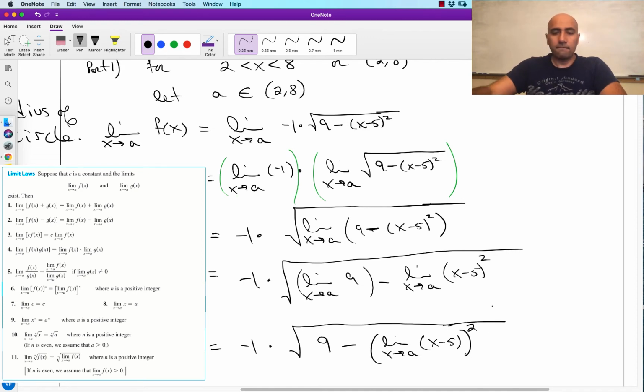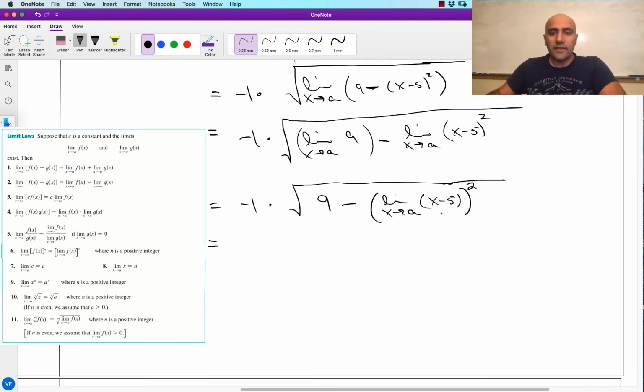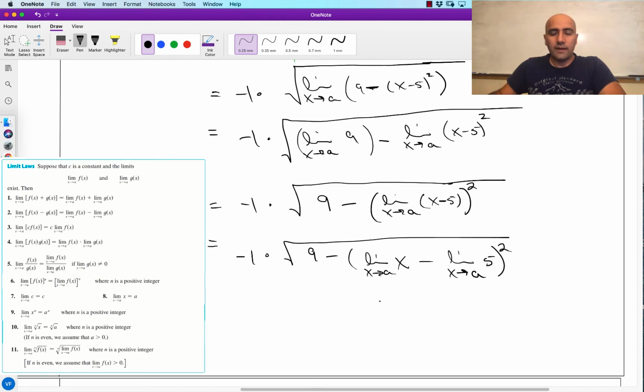Next, again, we have a property that says that if we have subtraction, we can separate them. So we have minus 1 times the square root of a minus parentheses the limit as x approaches a of x minus the limit as x approaches a of 5, all of it being squared. And finally, we have a property that the limit as x approaches a of x is just going to be a, and the limit as x approaches a of 5 is just going to be 5.